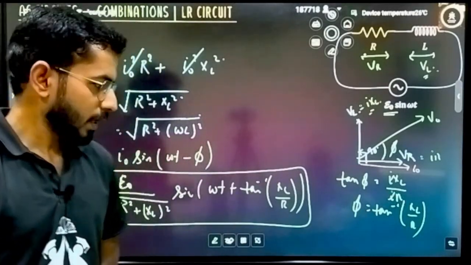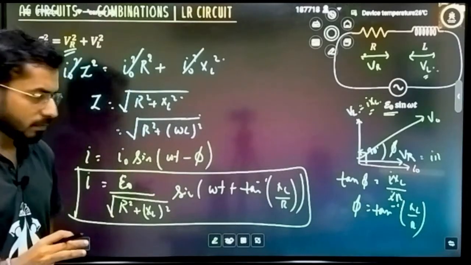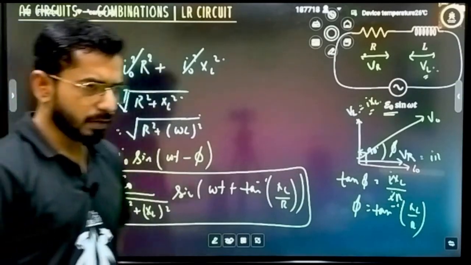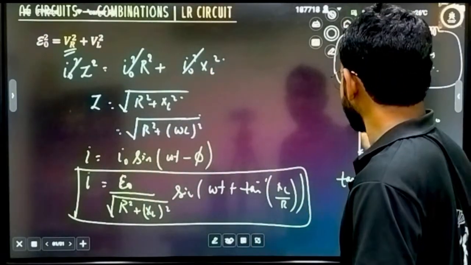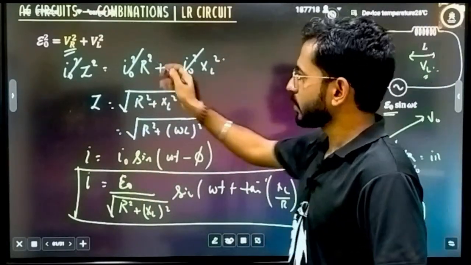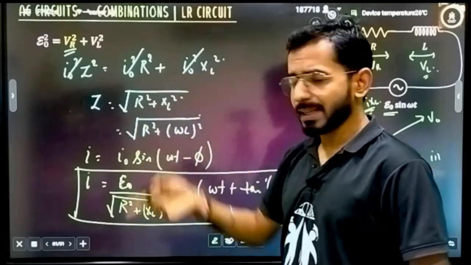Is it clear? समझ आया? How we are writing? All the time we are doing the same thing. The trick that I told you, directly उसको भी कर सकते थे. Anyways, it is going to follow the same thing, because current तो cancel हो जा रहा है. What is only left? That is the resistance part.